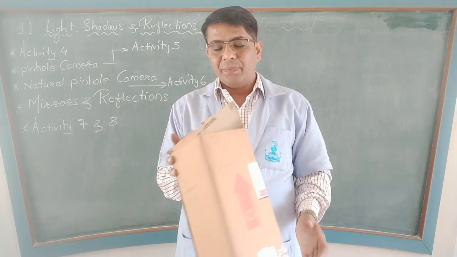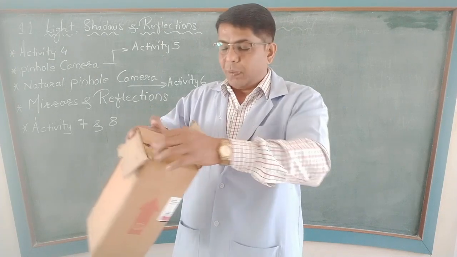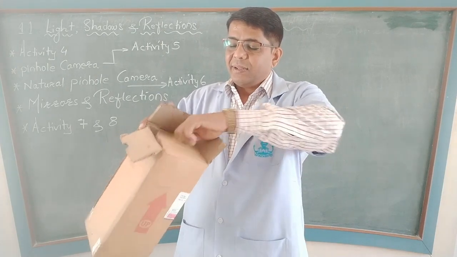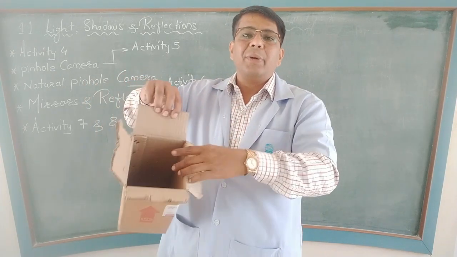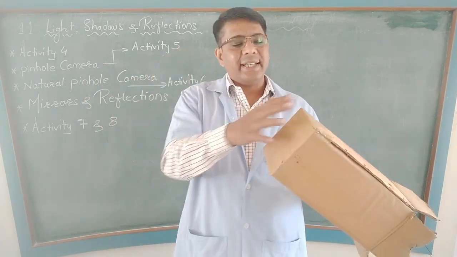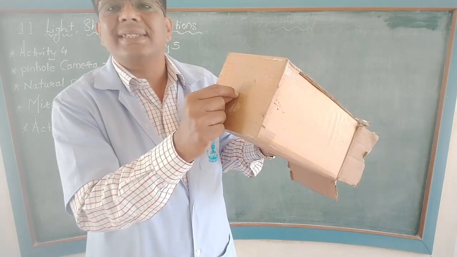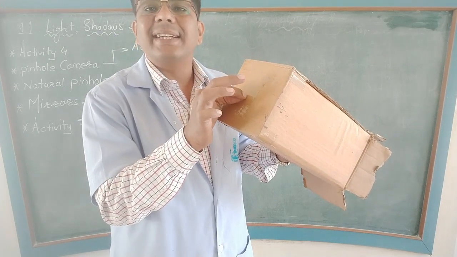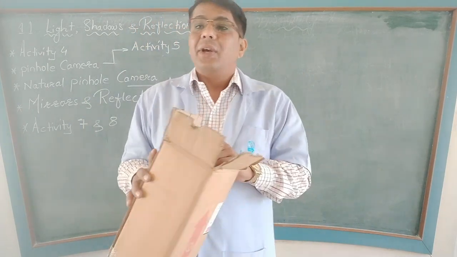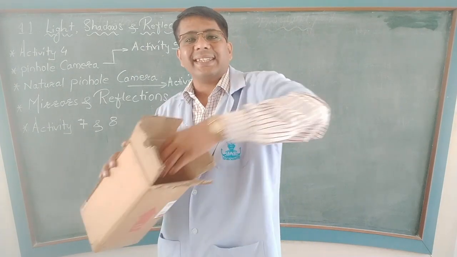Then what you do? Cut one end of this box. Suppose if I open this end in this way, you have to cut this off. So this end will be opened. And this end is closed. Now what you do? Make a hole at the center, a small hole, not a very big hole, a small hole at the center here. Then the next box you will have the smaller box which will slide inside this.